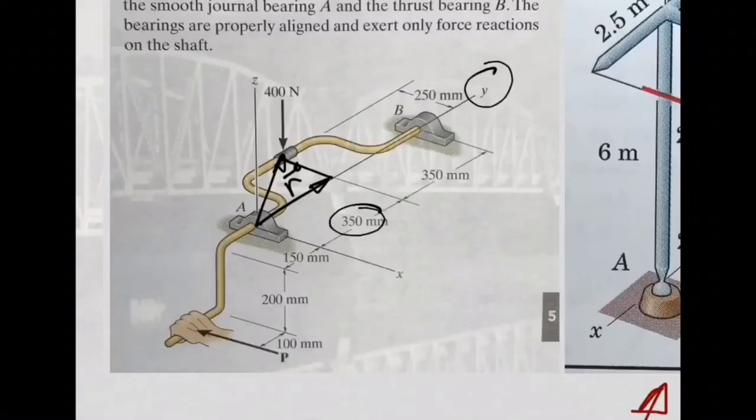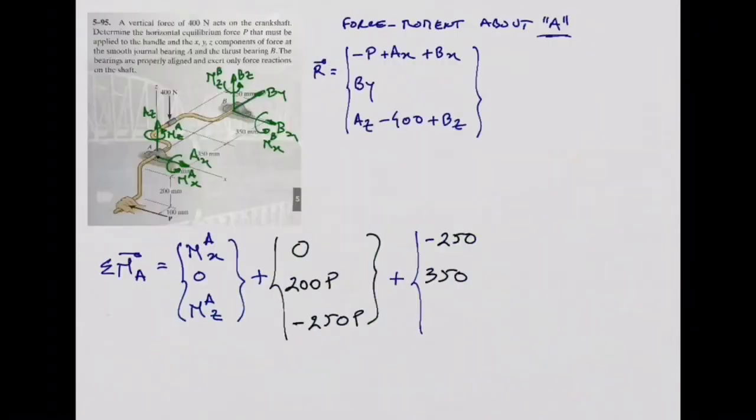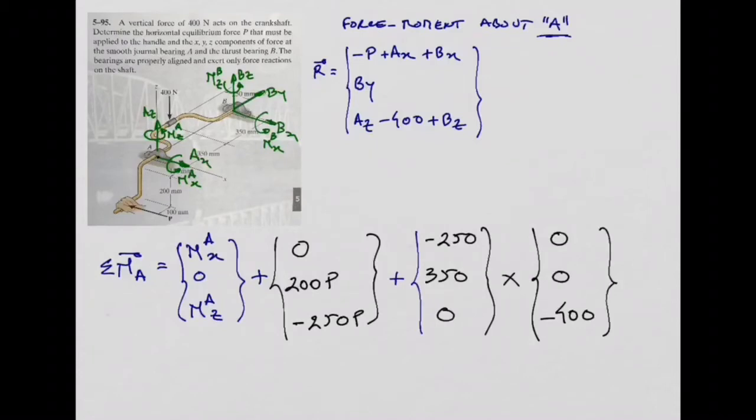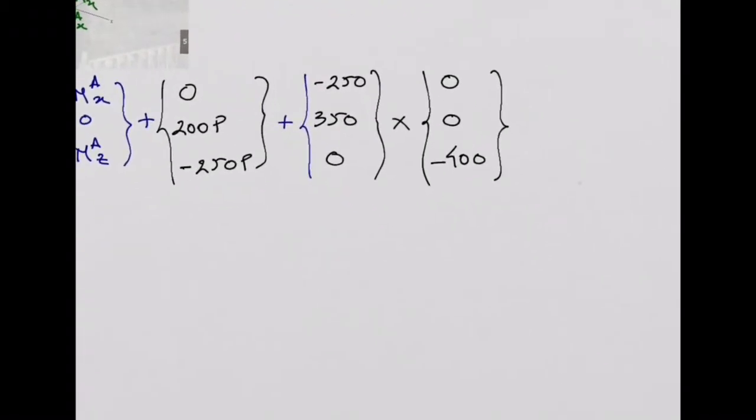And the z component? How much is the z component? 0. Good. And we need to do now the external product of this position vector with this 400 Newton force, which doesn't have any component in x. What about y? 0. Z, minus 400. Okay? So we need to do this cross product.